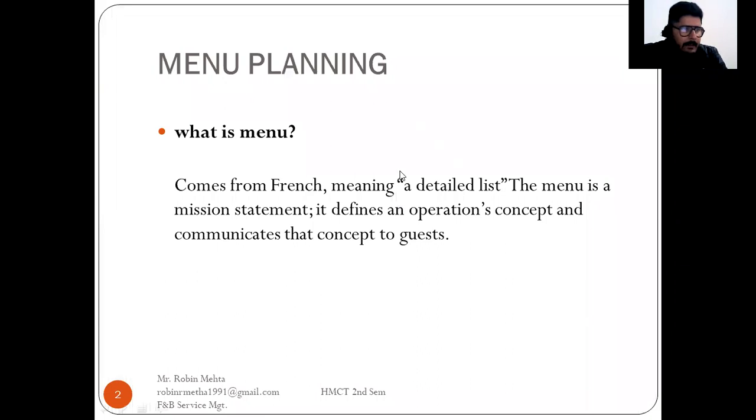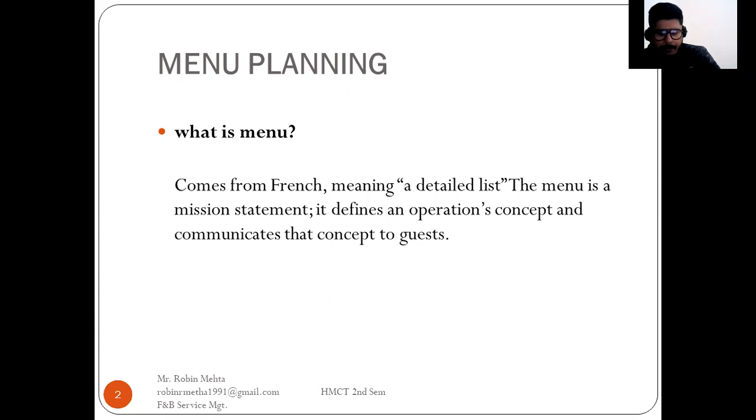menu planning, or we can say that what is menu. It's basically a detailed list of the items mentioned on a paper or on a booklet which we will offer to the guest. From the same, guests choose their items or dishes according to their demand or according to their need, and then they order the same to the server. It comes from a French word, a detailed list. The menu is a mission statement. It defines an operation's concept and communicates that concept to the guest.